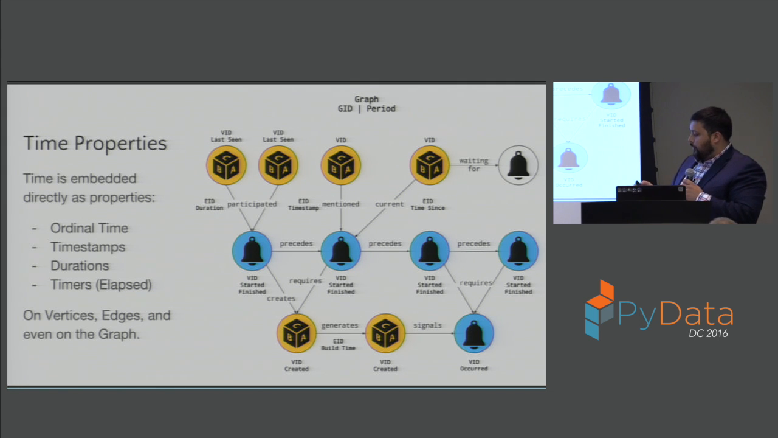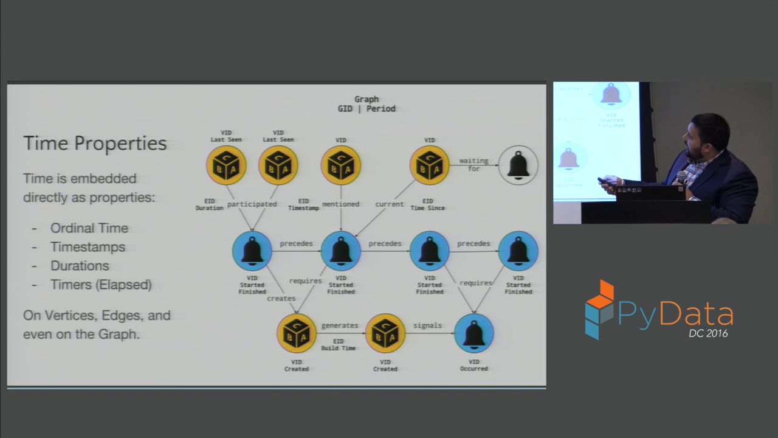Well, in a graph, we can put time as a property, right? So on this vertex, it's a last seen time. We can put a participated time on the edge, started, finished. We can put build time on the edge here. This thing generates this. We can encode ordinal time without any timestamps at all. This event precedes this event, precedes this event, and so on and so forth. We can put timers in here, like elapsed, right?